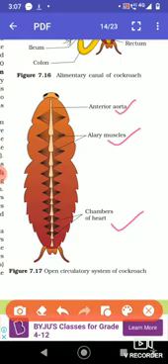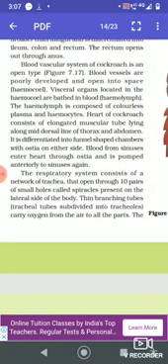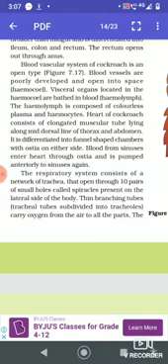So let us have a discussion about this. Blood vascular system of cockroach is an open type. Blood vessels are poorly developed and open into space, that is the hemocoel. Hemocoel means the body cavity in which the lymph is flowing along with hemoglobin. That is why it is called a hemocoel. Visceral organs located in the hemocoel are bathed in blood.